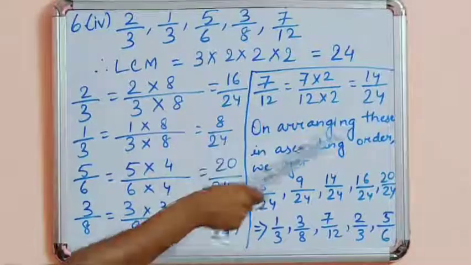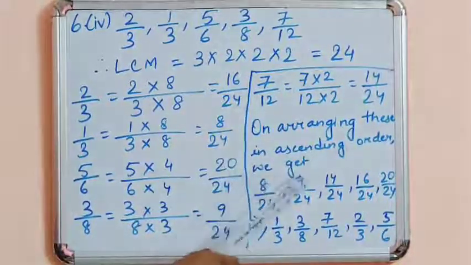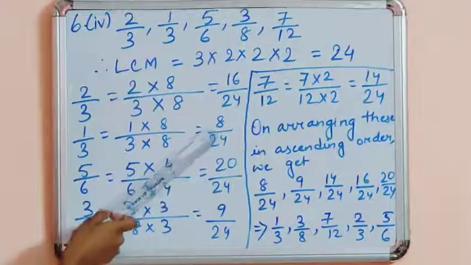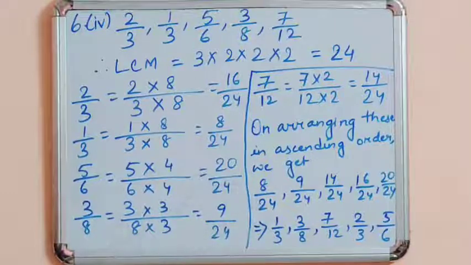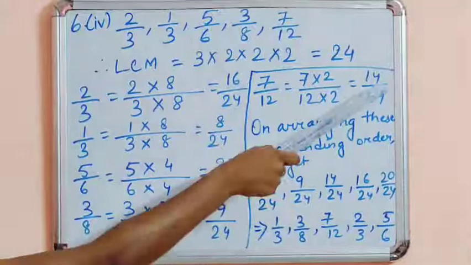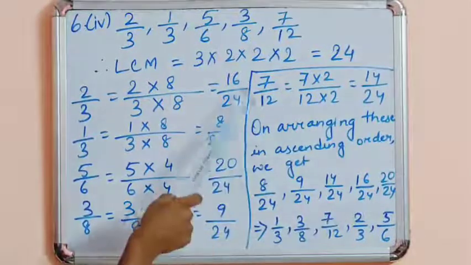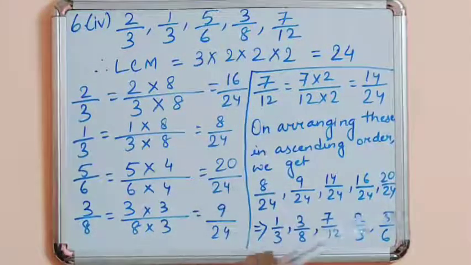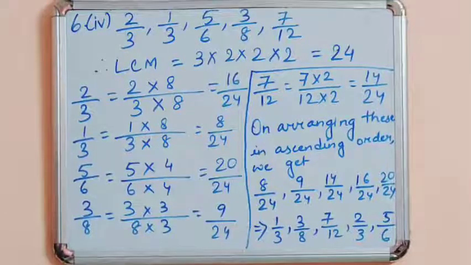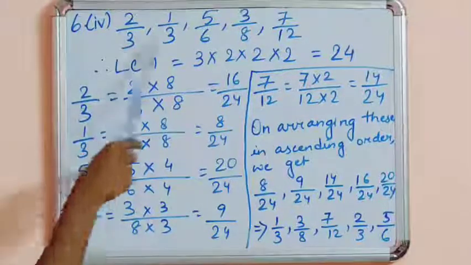So now on arranging these in ascending order, we get, see the smallest one is this 8 by 24. After that we have 9 by 24. After that we have 14 by 24. Then 16 by 24 and then 20 by 24. But we cannot leave it like this because our question was this. So we have to bring this back into these terms.